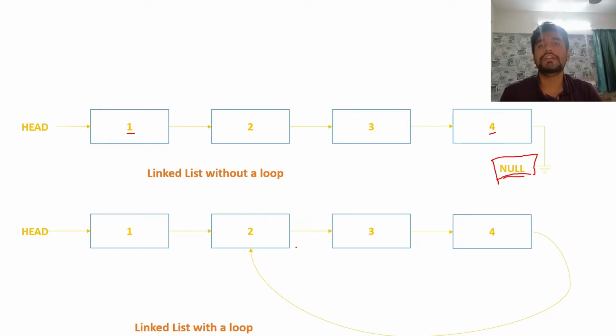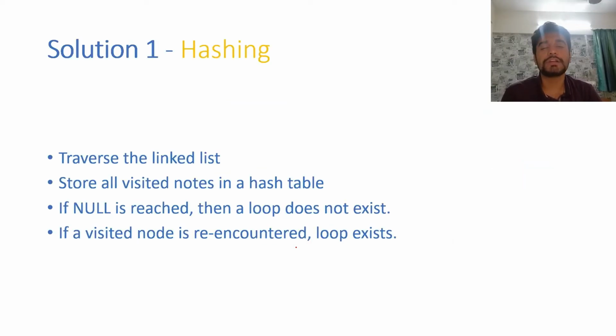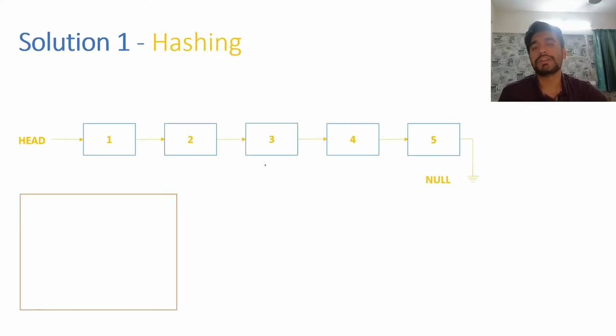In this lesson, we shall learn two algorithms which shall be used for detecting loops in a linked list. The first algorithm is a pretty simple algorithm called hashing. In this algorithm, we traverse the linked list normally, and while traversing, we also store all the visited nodes in a special data structure called the hash table. If at any stage during the traversal we reach the null pointer, then it means that the loop does not exist in the linked list. However, if we encounter a node that we have already visited, then that implies that a loop exists in the linked list. Let us see this algorithm in action.